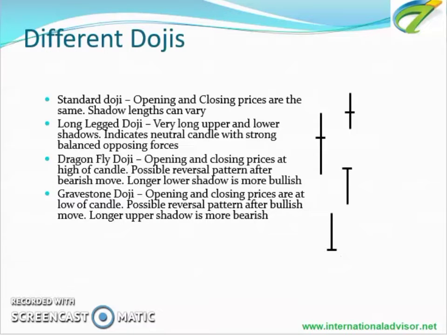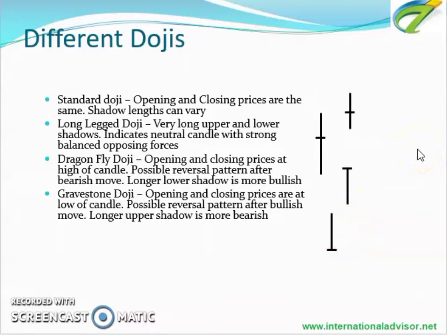Standard dojis: opening and closing prices are the same. Shadow length can vary. Long leg doji: very long upper and lower shadows indicate neutral candles with strong balanced opposite forces.